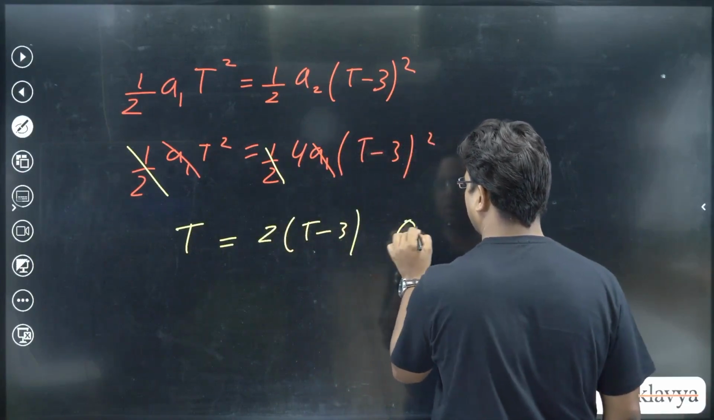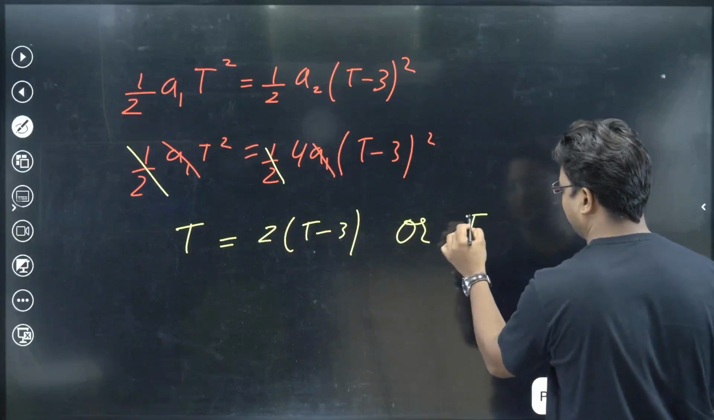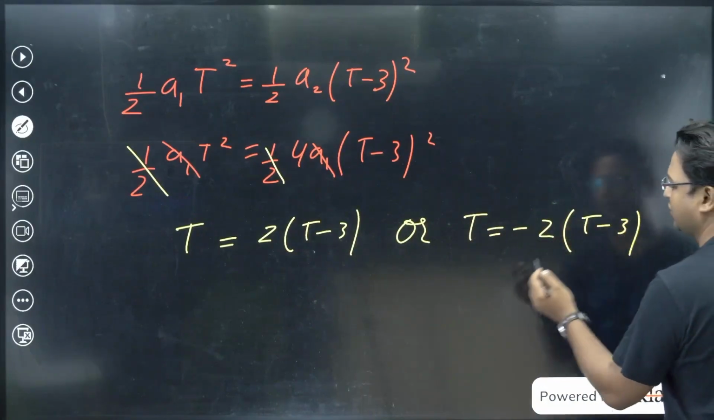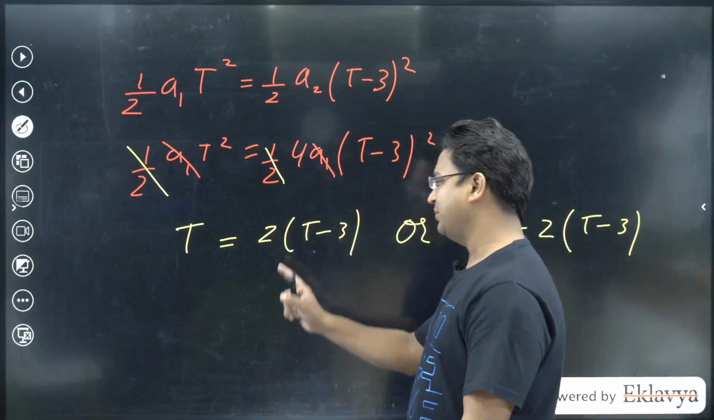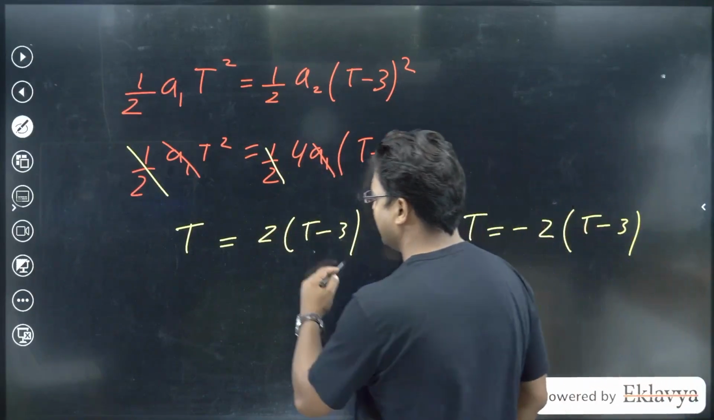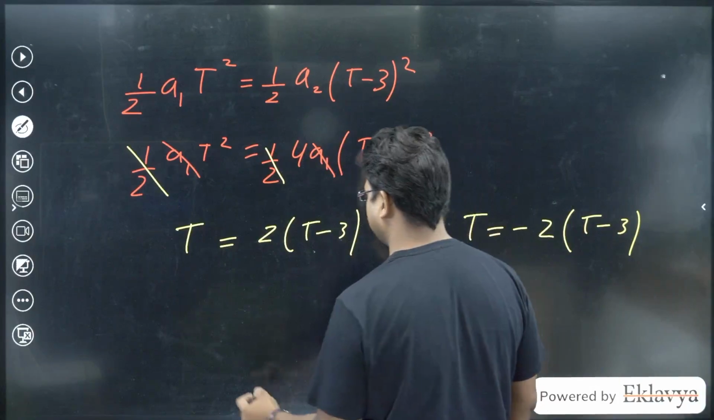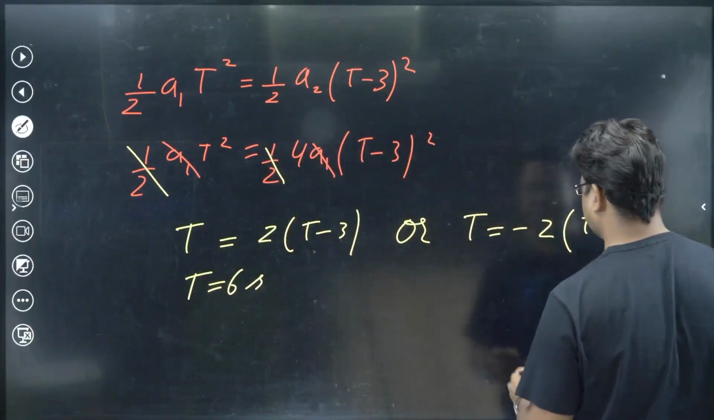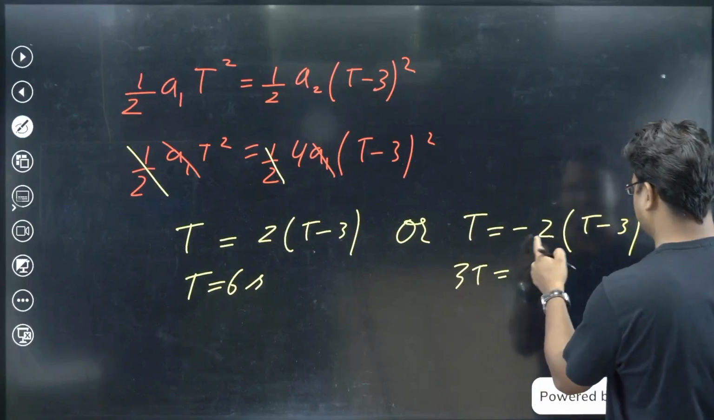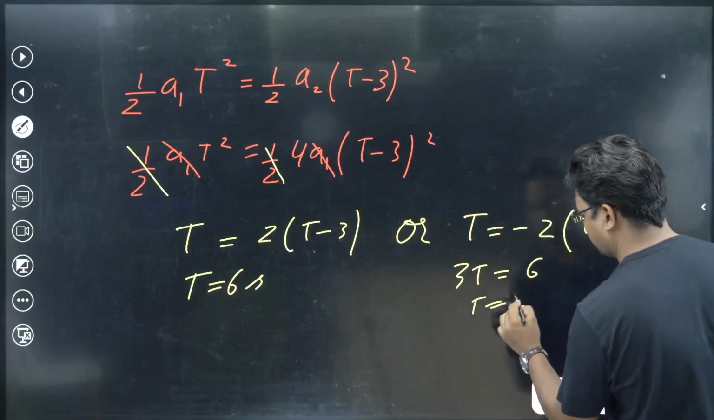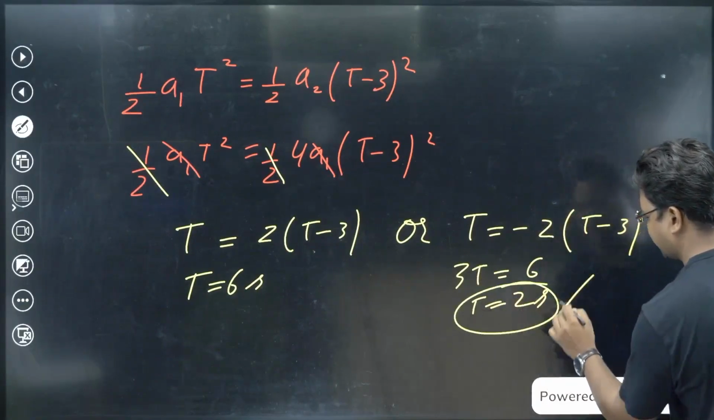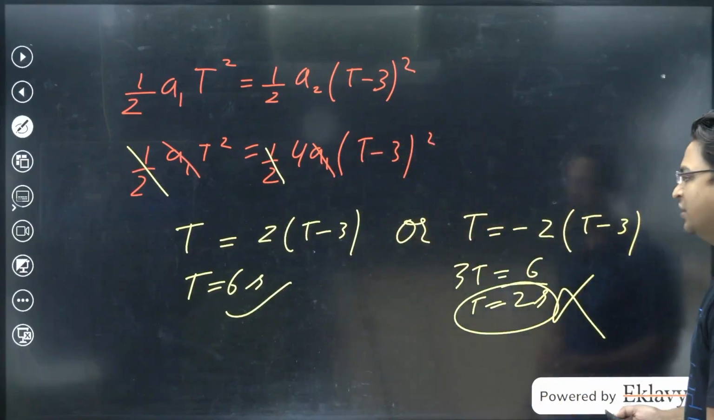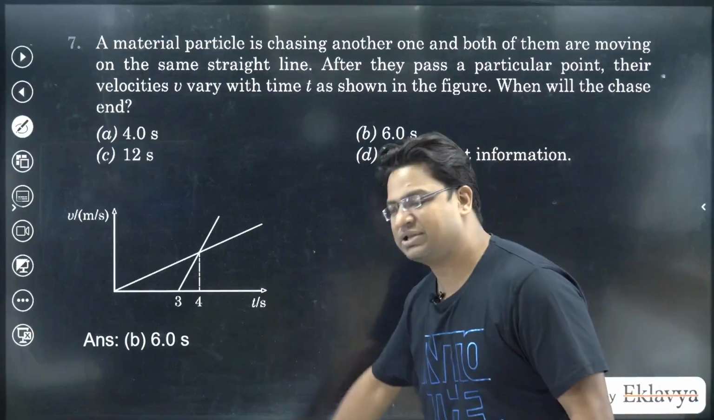Mathematically, the correct thing would also be to consider the possibility of a negative sign on this side, because we are taking the square root on both sides. This part gives us t as 6 seconds, and the other part gives us 3t is equal to 6, so t as 2 seconds. Because this is less than 3 seconds, we discard this value. So we take this as the answer: t equal to 6 seconds will be the answer to this question, as we can see here.